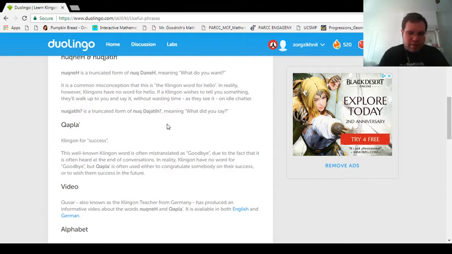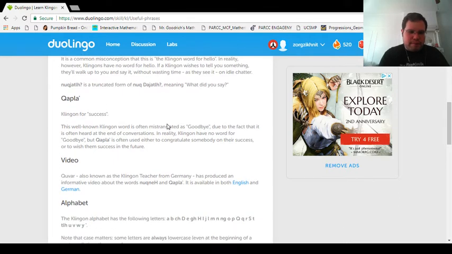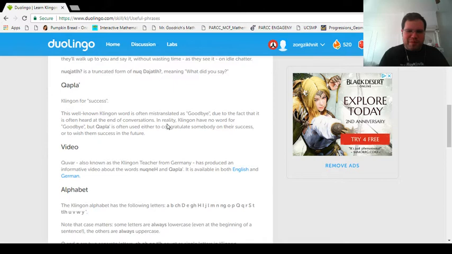Nokjat is a truncated form of nokdajat, meaning what did you say? Indeed. I believe this would be used again like como in Spanish, or wie bitte in German, or in Fijian, oh my favorite, oh yeah, that's actually how they do it.